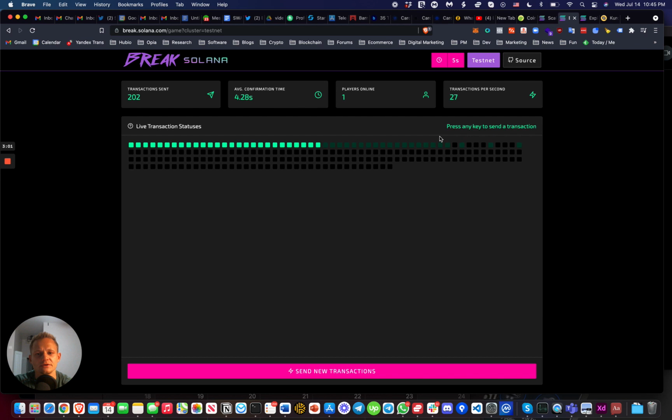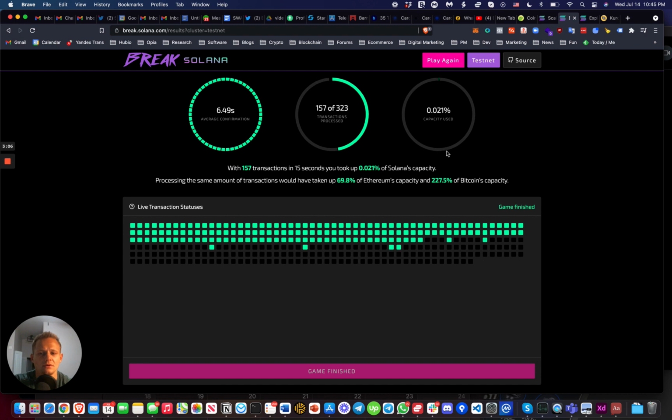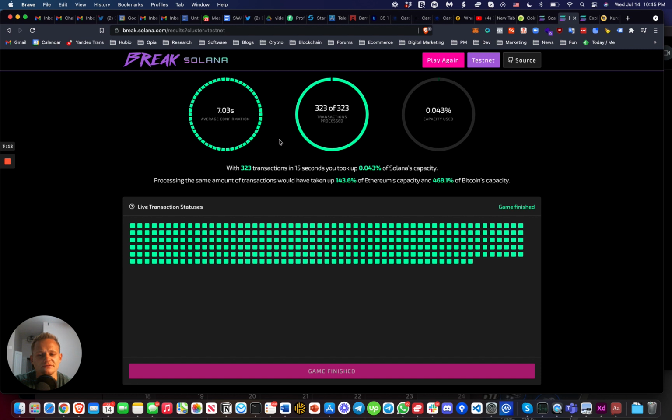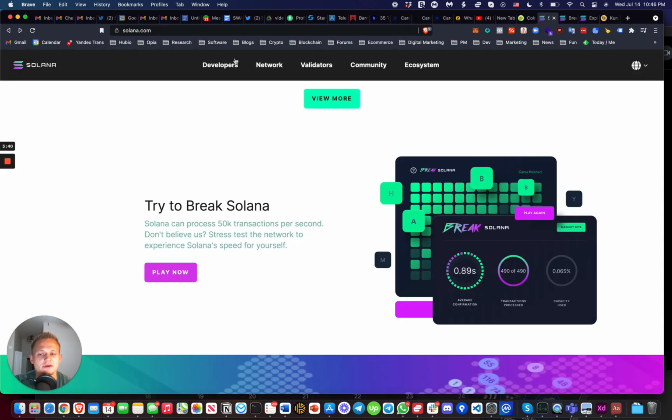Average confirmation time, okay. It's not bad. With 282 transactions, 15 seconds, you took up 0.043% of Solana's capacity. Processing the same amount of transactions would have taken 143% of Ethereum's capacity and 468% of Bitcoin's capacity. Wow, that's pretty incredible, huh? This is really interesting, actually. I didn't know that they are that much more powerful, and it seems like this is true, although I will have to double check it on my end. Interesting.